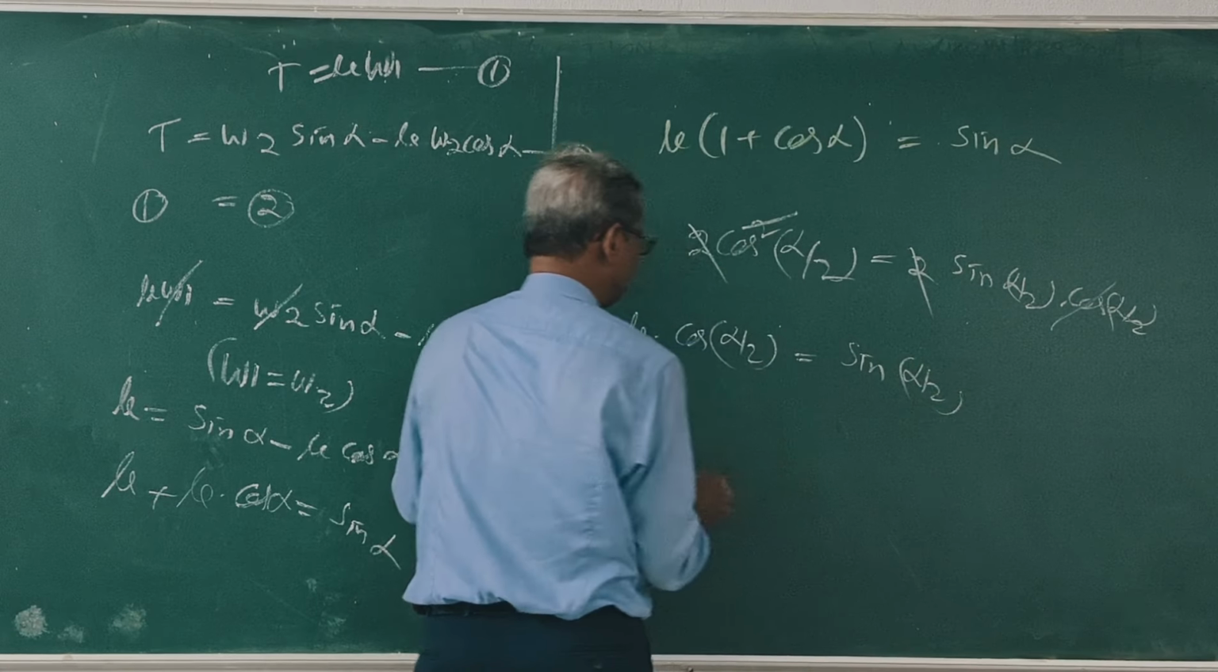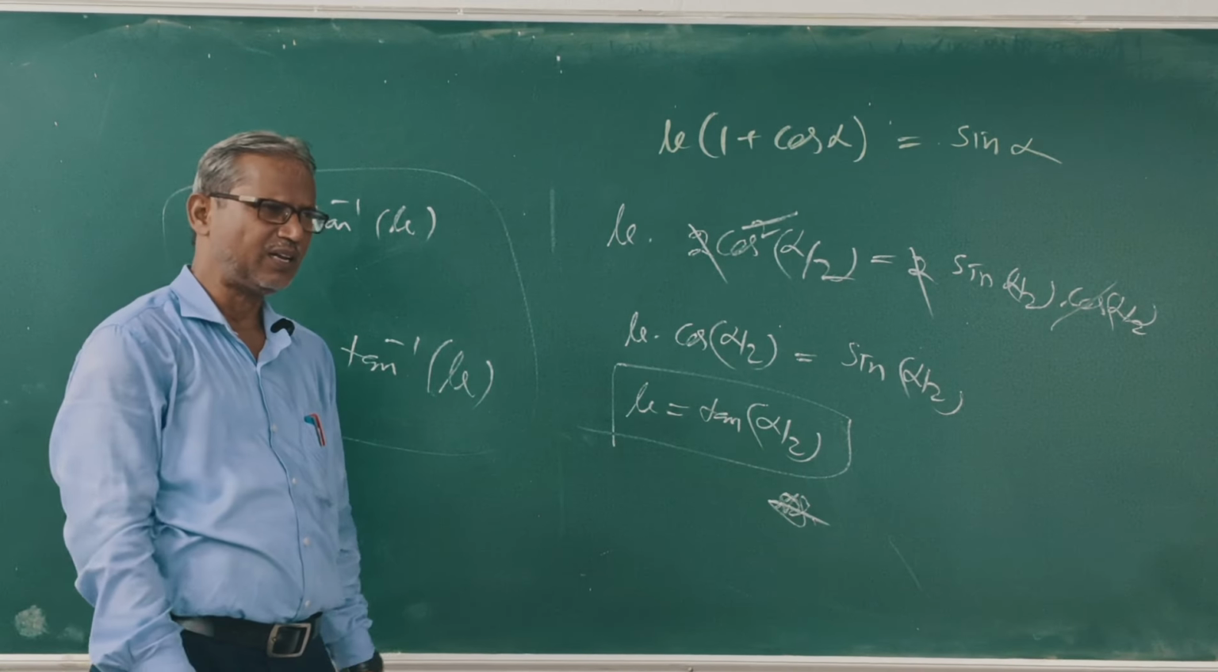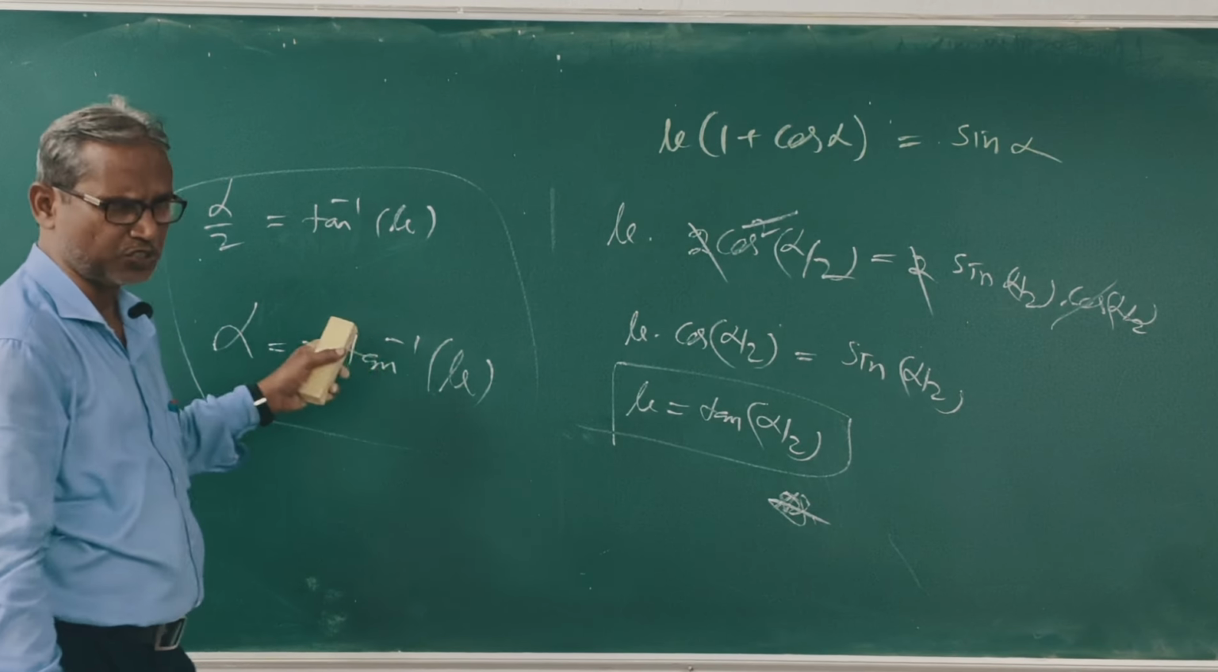Or, what is alpha by 2 equal to? Tan inverse mu. Clear? What is alpha equal to? 2 tan inverse mu. Anyone can be, you can write the answer. This is the answer, this is also the answer. Clear? Next question 42. This is a very important question.